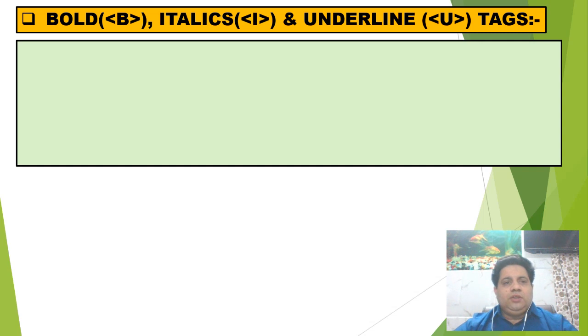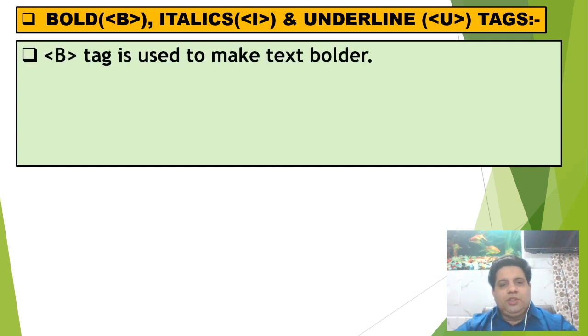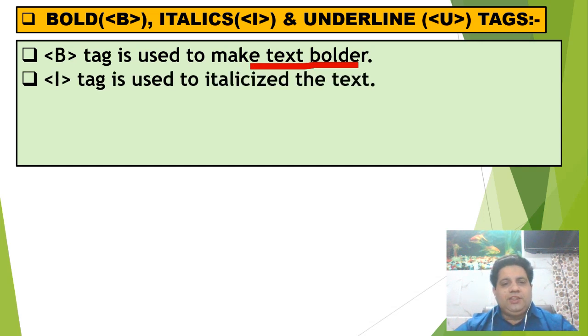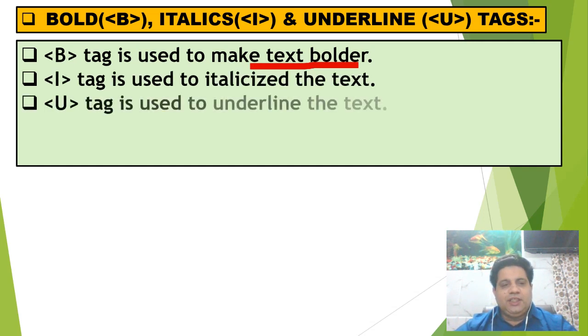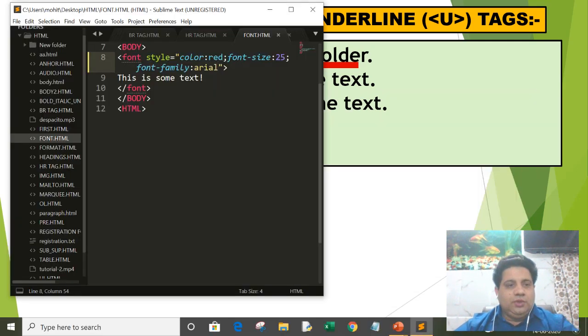Now you can make your text bold, italics and underline using the B tag, I tag and U tag respectively. The B tag is used to make text bolder, the I tag is used to italicize the text and the U tag is used to underline the text. See, you can see the example here.